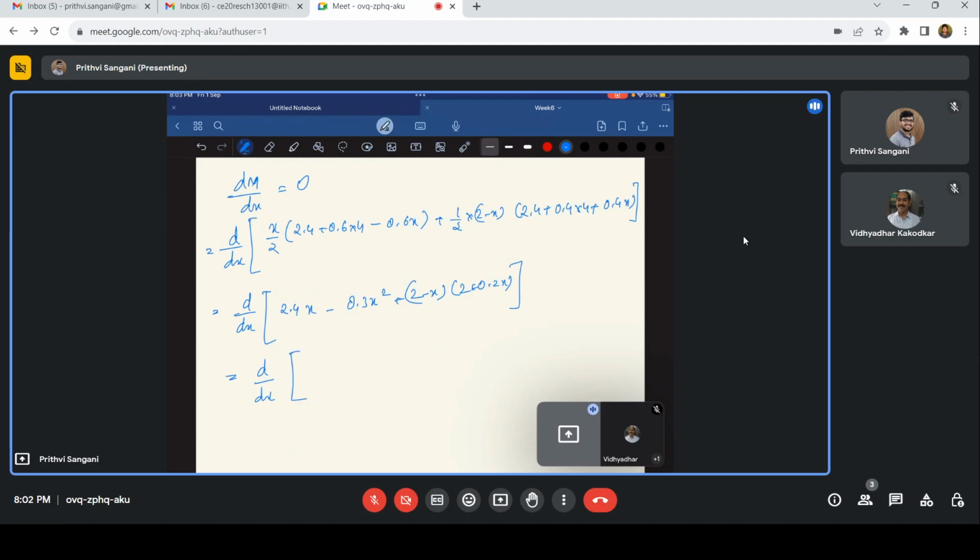you just simplify this. How much is this? This is nothing but minus 0.5x square plus 0.8x plus 4. What is d by dx of this? It is nothing but minus x plus 0.8, equal to 0. So x is 0.8. Okay.